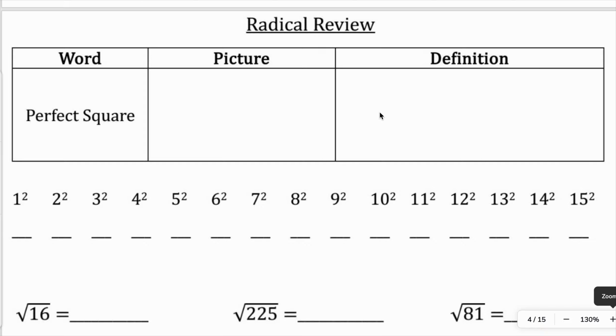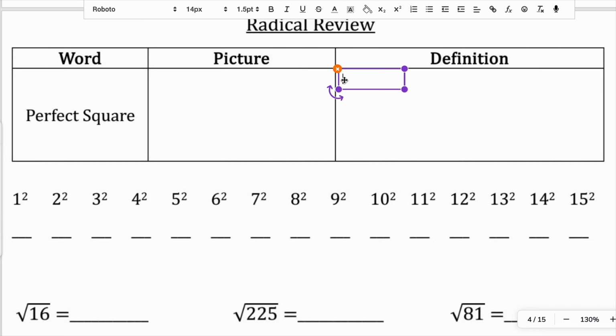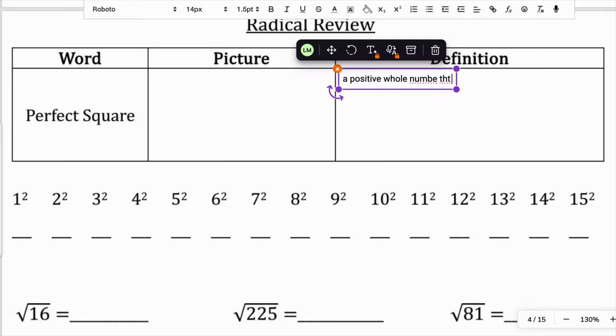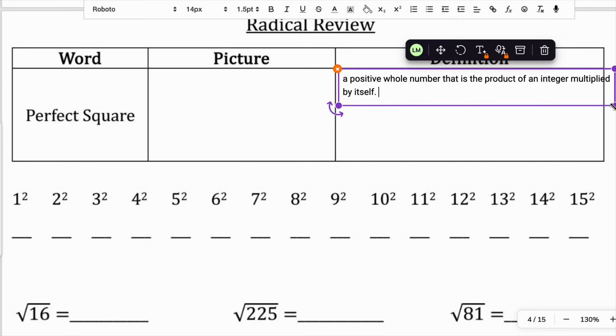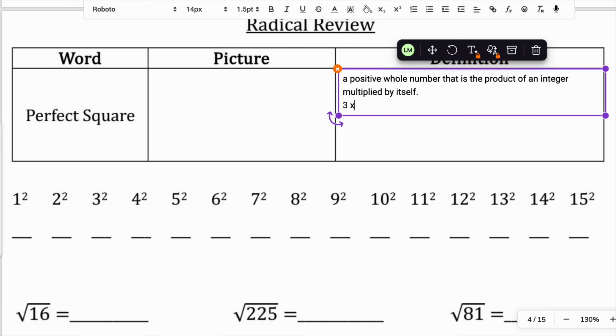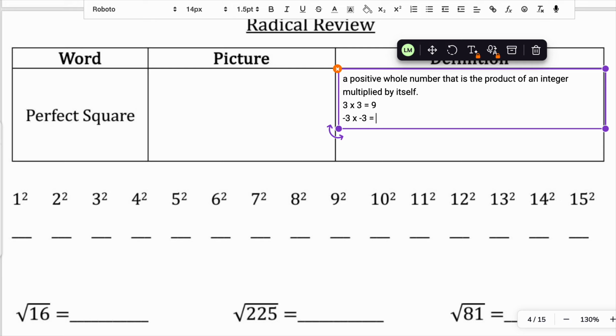First thing we want to talk about is what a perfect square is. I'm going to go ahead and just type this out for us just to save us some time. This is a positive whole number that is the product of an integer multiplied by itself. The reason why we say an integer multiplied by itself is because you can have 3 times 3 give you 9. You can also have negative 3 times negative 3 and still give you 9.